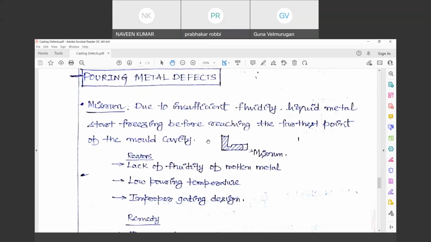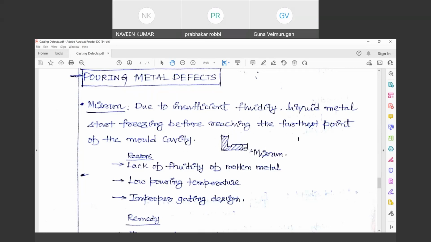Any state government public service commission has also asked, especially this kind. This misrun and cold shut are very important. Okay. So due to insufficient fluidity, liquid metal starts freezing before reaching the farthest point of the mold cavity. So if you have some mold cavity like this, and the metal has entered the cavity but hasn't reached the farthest position, and before reaching it, it got solidified, that is what is known as misrun.